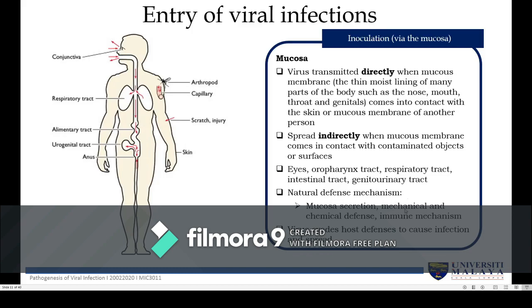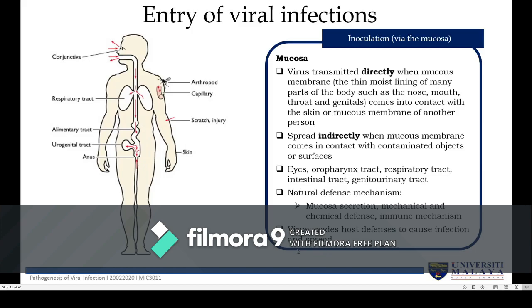So mechanical is usually the cilia. They have the cilia there, in the mucosa itself, right? And the movement of cilia usually prevents any attachment of the virus or even other pathogens. The chemical defense, which is the mucosa itself, has the antibody, and then other immune mechanisms around the lymphocytes or even phagocytes. And again, I just want to emphasize that even with all of the defense, some of the virus can still evade the host defense and then cause infection and spread.